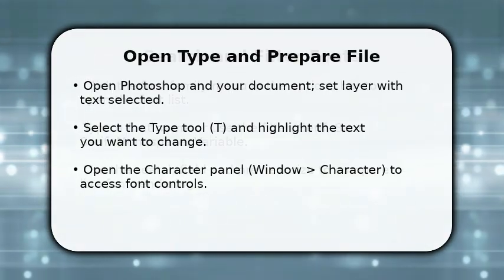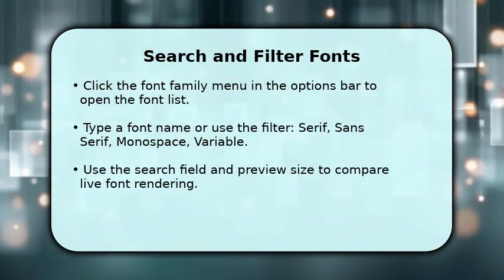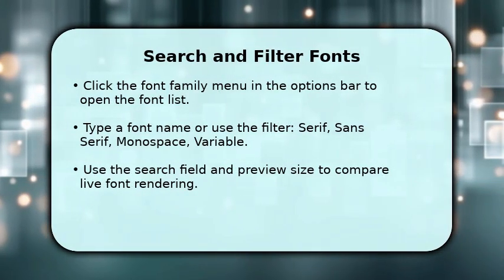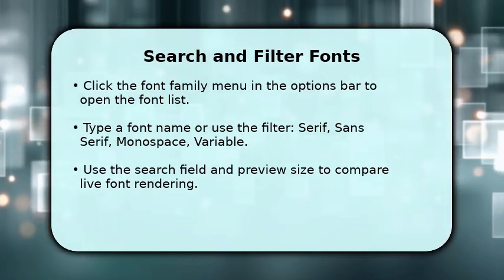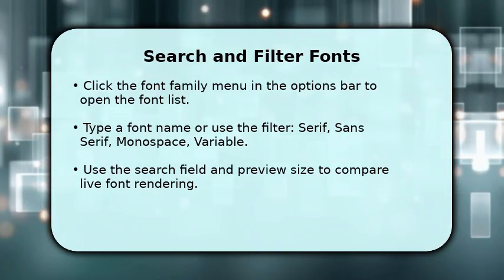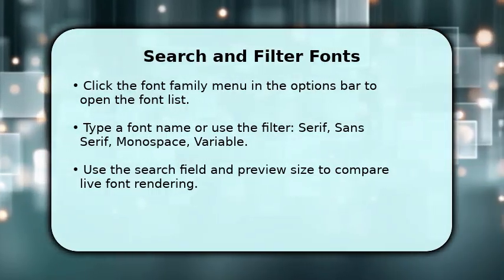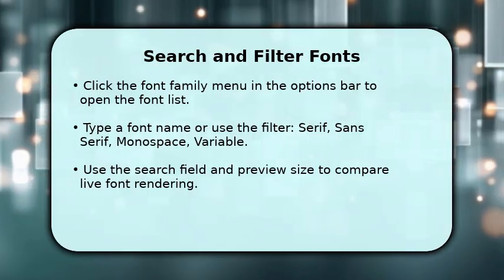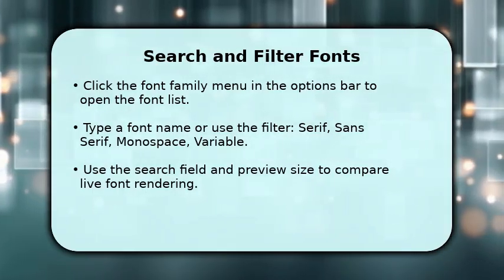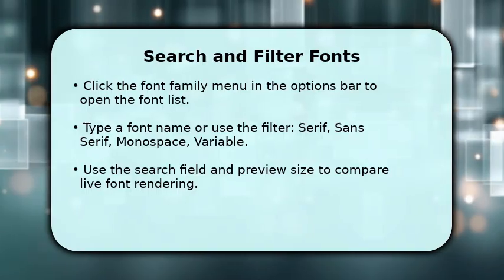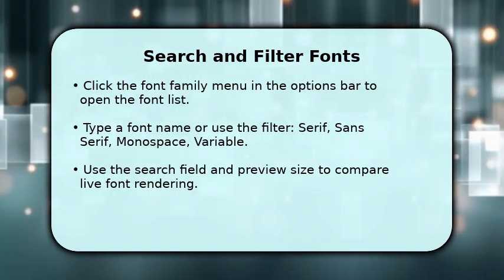You now open the Font Family menu in the Options bar and begin typing a font name to jump immediately to Matches, which is faster than scrolling. If you don't know the name, use the filter options, serif, sans serif, monospace, or variable, to narrow choices by classification. Increase the preview size in the menu so you can read spacing and shape at your working size.